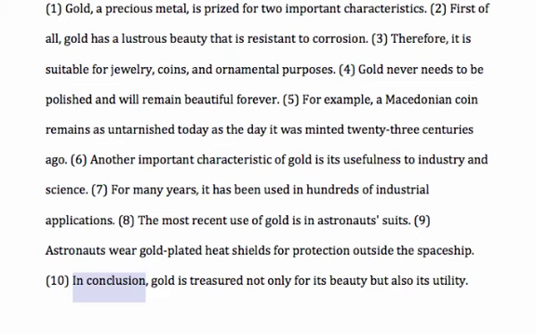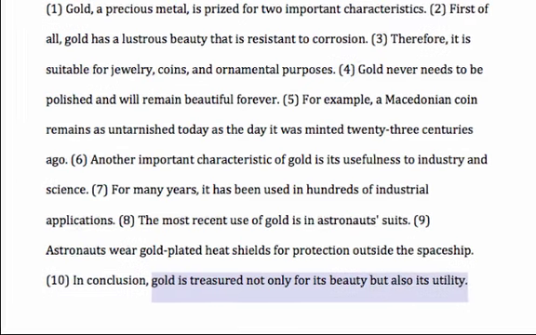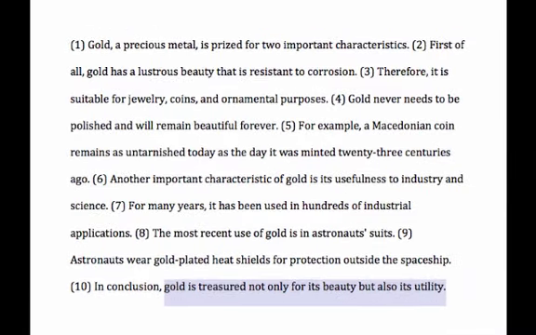If you look at what this conclusion says, it simply restates the two main ideas, beauty and usefulness, utility. It's important that you don't add anything new in a conclusion. It's also important that you don't repeat what was said in the paragraph, but what's done here is actually what we call a restatement, not a repetition.